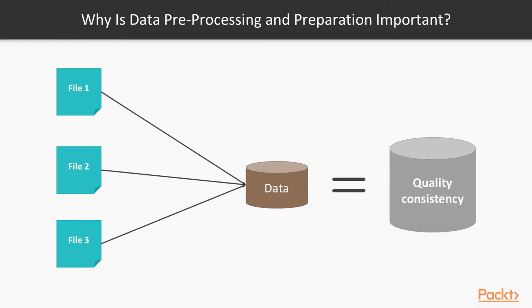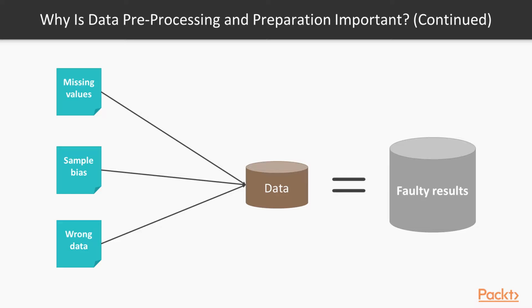We have already learned how to collect the data in the previous sections. Since this data is from multiple sources, we need to ensure that the quality of collected data remains consistent throughout. If the data quality degrades due to factors like missing values or biased samples, then the results of the analysis will be faulty. Unstructured data is also difficult to correlate and further analyze. It is therefore necessary to perform data preprocessing and preparation before any kind of data analysis.